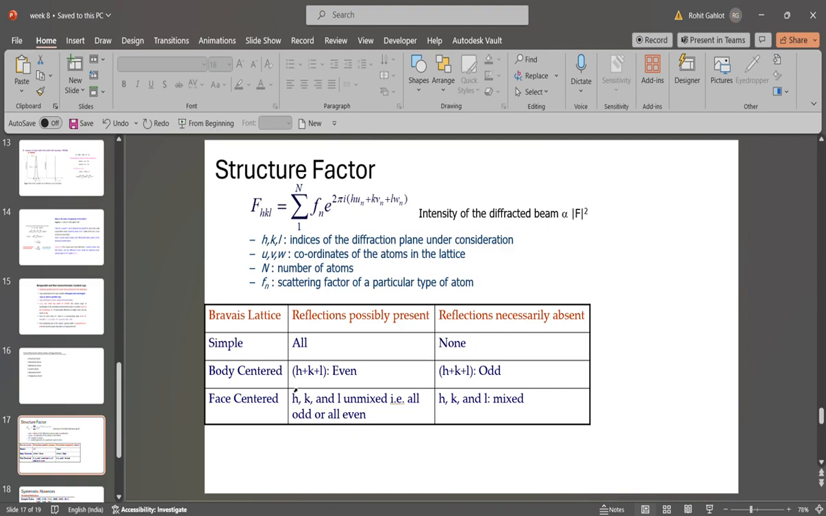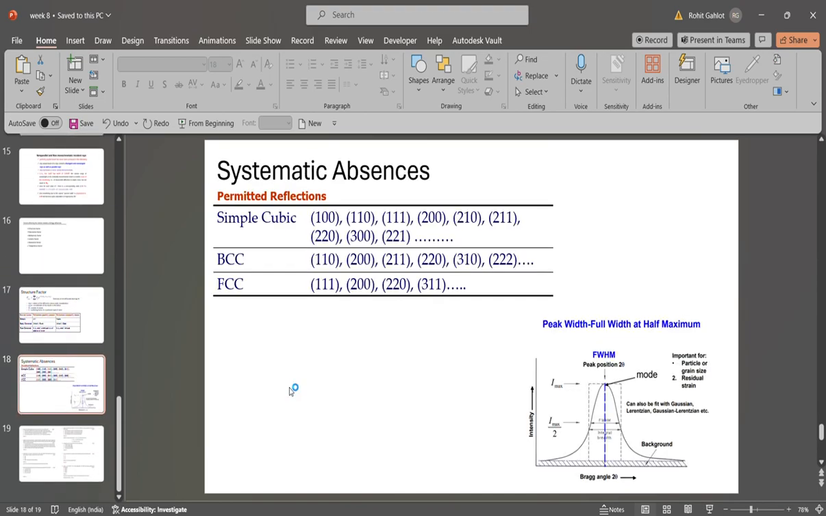However, for the body centered, if h plus k plus l is even, then the reflection will be present, and if h plus k plus l is odd, then the reflection is necessarily absent. And for the face centered, h, k, and l unmixed, that is all odd or all even, the reflection is present. And if h, k, and l are mixed, then the reflection will be necessarily absent. And this is your systematic absences.